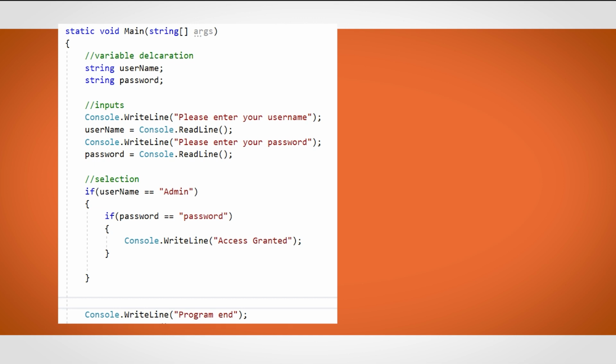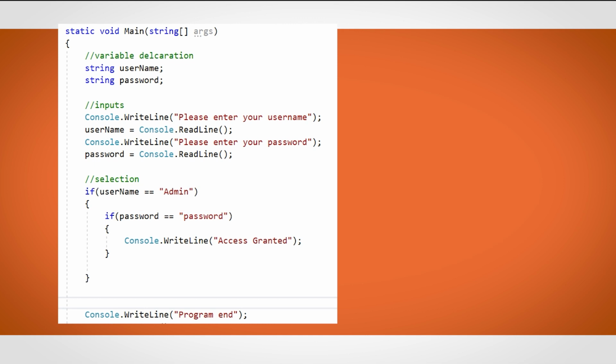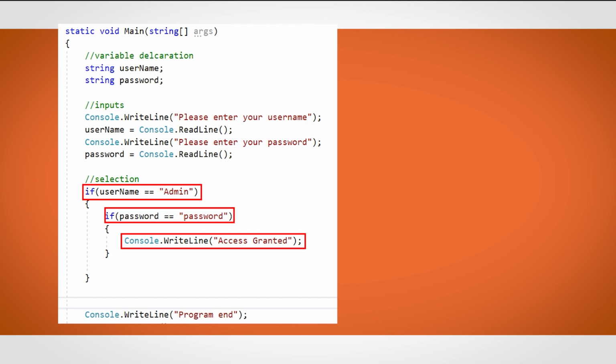In this example, we only want to run the code that outputs access granted if both the username and the password variables contain the value admin and password respectively. To achieve this, we nest the second selection statement containing the condition if password equals password inside the first selection statement. That means if the username is equal to admin, it will then check if the password is password and then write access granted to the console. Now there is a more elegant way of doing this using Boolean operators, but we will save that for another video. Let's look at another example.